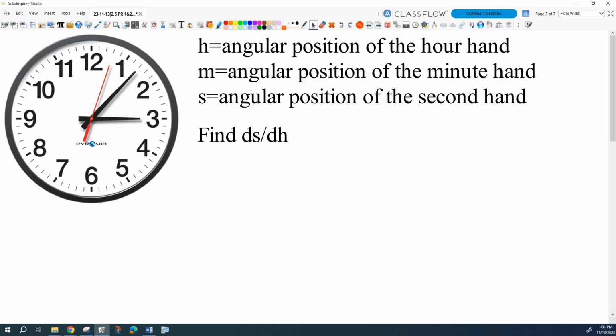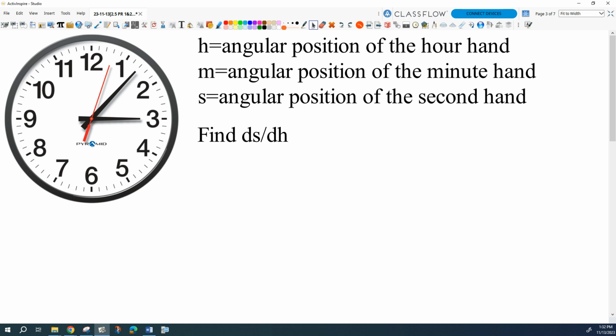In other words, this is what Aubrey was, she was one word away from finishing this. How many times does the second hand go around for every time the hour hand goes around, right? That's how we could think about it, if we measured angular position in rotations. The rate of change of rotation of the second hand with respect to the hour hand, okay? That's a tough one to just answer directly.